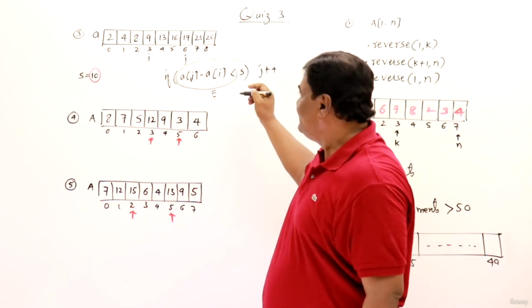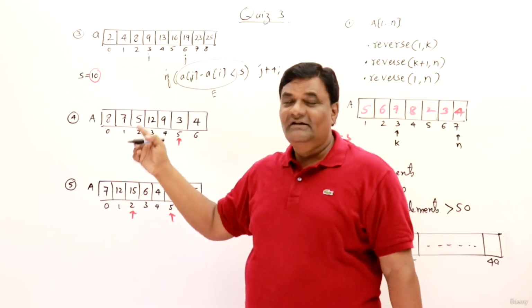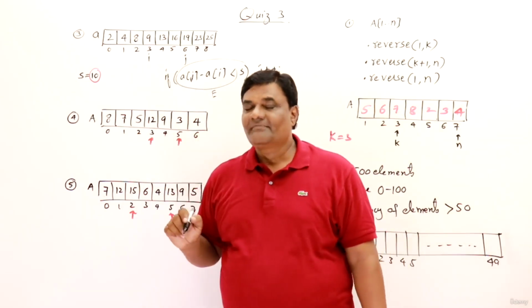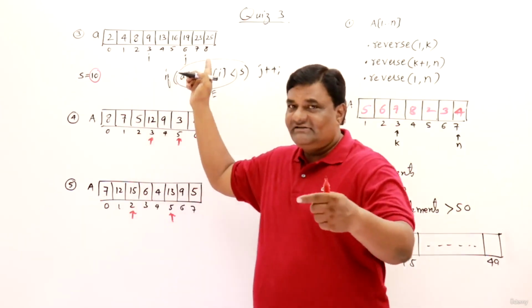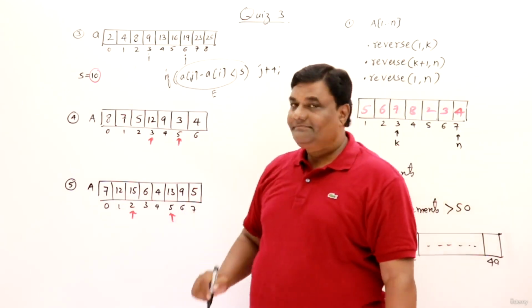So the next statement written there is j plus plus. This should happen if this condition is true. In the options, the conditions are given. So this is the right option.